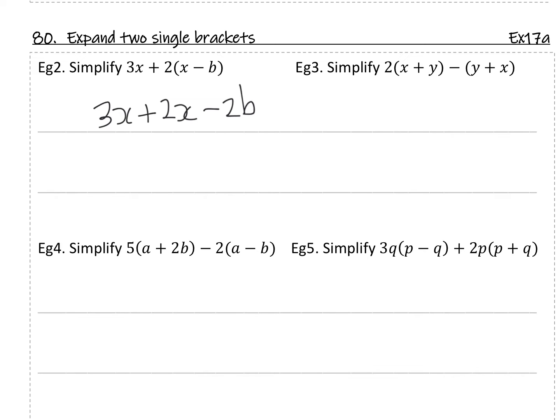We then look to see, can we simplify that? And we've got two terms which are like. We've got a 3x and a plus 2x, which would give us 5x.